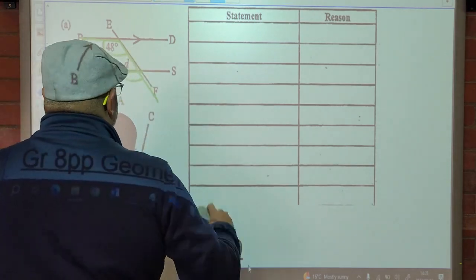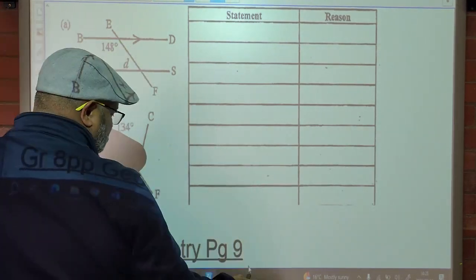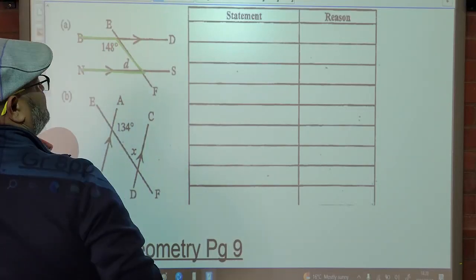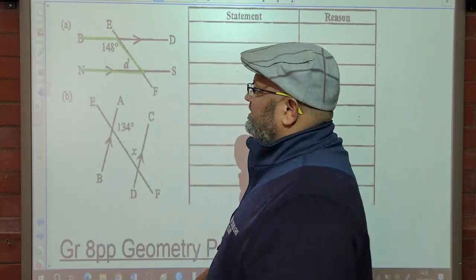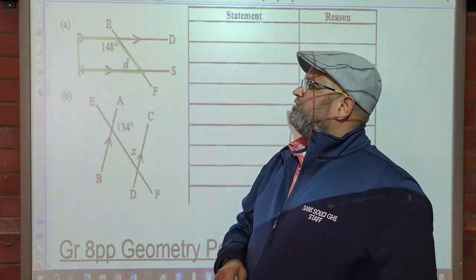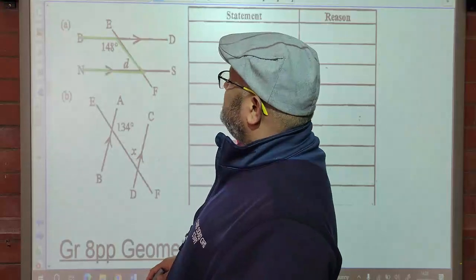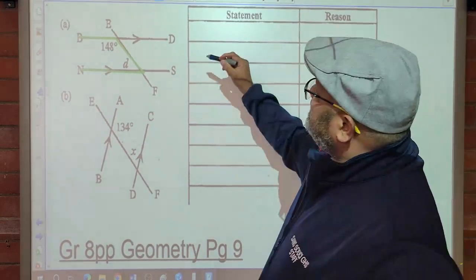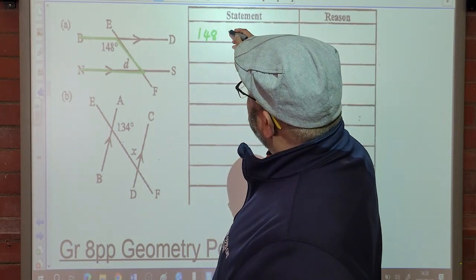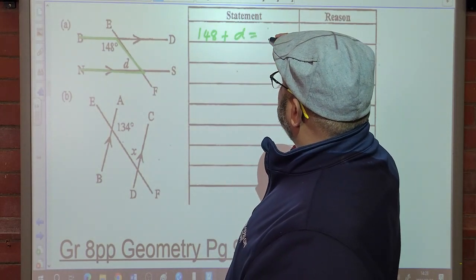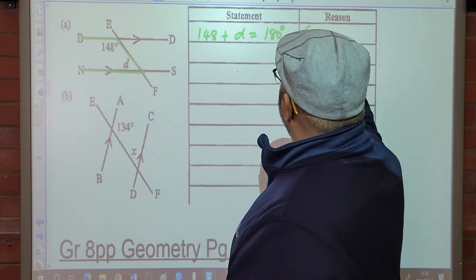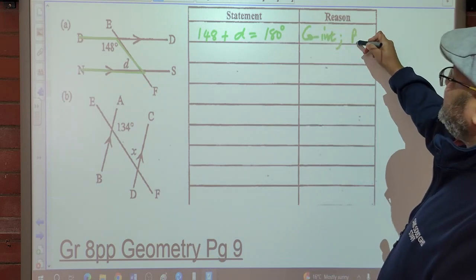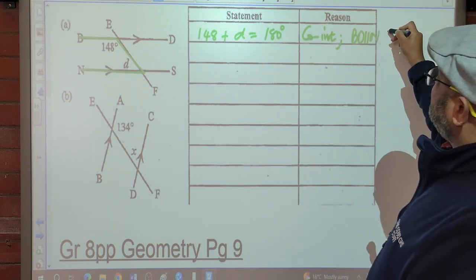Co-interior angle. The U. Not so? No, it is co-interior. Not O. It looked like an O now if that was there. But it's a C. U or C. Right. So what do we say? 148 plus D equals 180. Why? Co-interior angles with BD being parallel to NS.